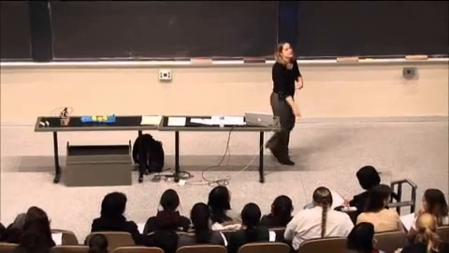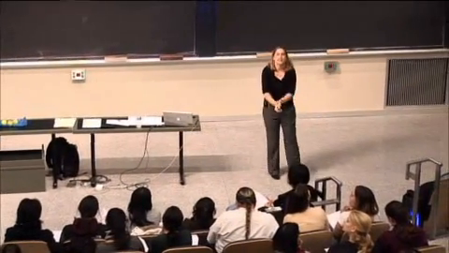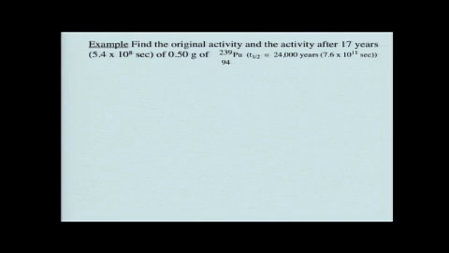All right, so let's do an example now and think about how things will change over time. We want to know the original activity and the activity after 17 years of a sample of plutonium. So let's take a look at how we'll do this problem. So first, given the information up there, the first thing we want to do is find the original number of nuclei.